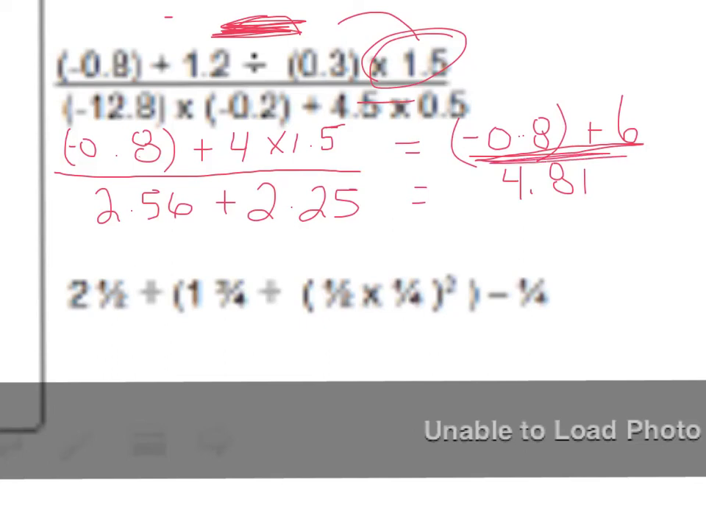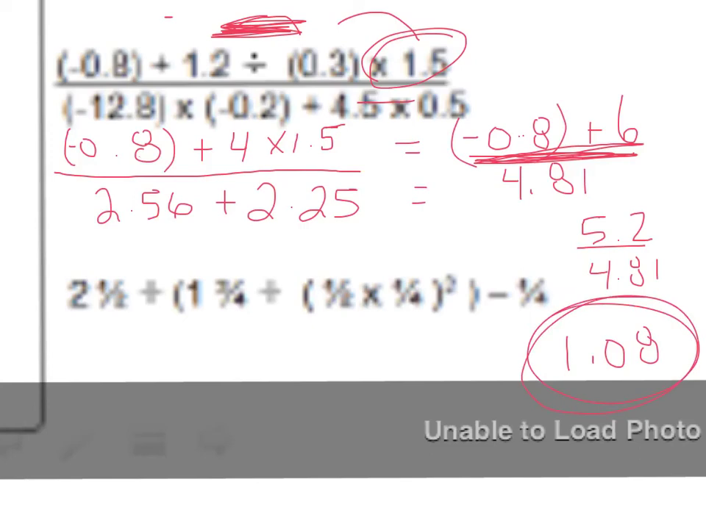I've done the top. I've done the bottom. Now I'm going to finish the top, and I'm going to go negative 0.8 plus 6. Signs are different. Keep the sign of the largest number, so I get a positive answer. And I subtract, and I get 5.2. I still have to divide that by 4.81. And I get a weird answer of 1.08, which is a positive answer.